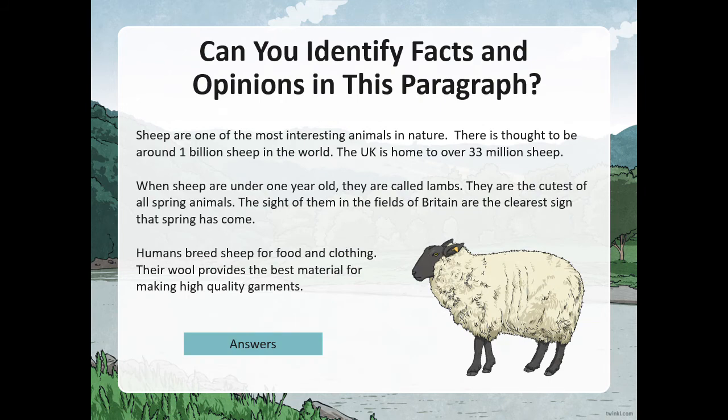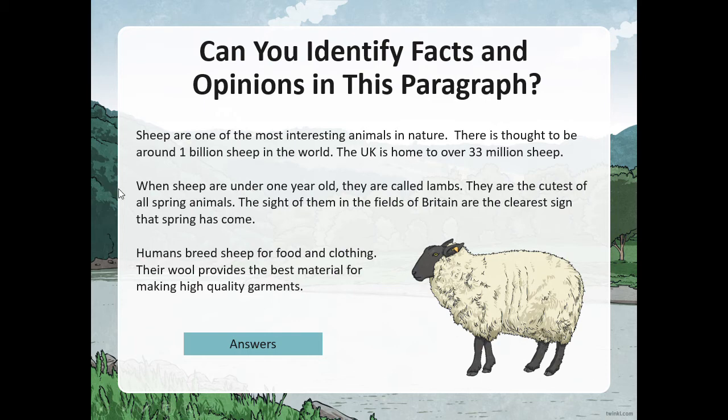We're going to carry on, make it a little bit harder for ourselves. Can you identify facts and opinions in this paragraph? Sheep are one of the most interesting animals in nature. Is that fact or opinion there? There's thought to be around 1 billion sheep in the world. Fact or opinion? The UK is home to over 33 million sheep.